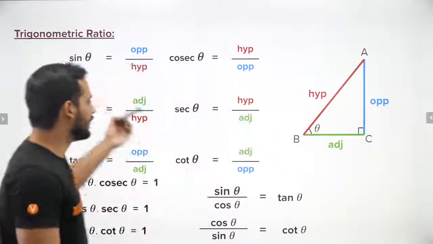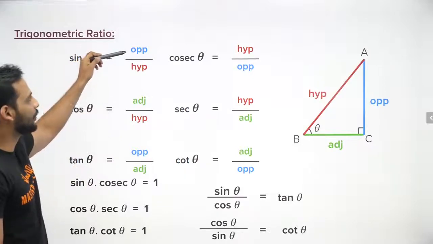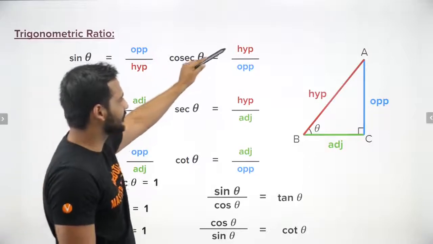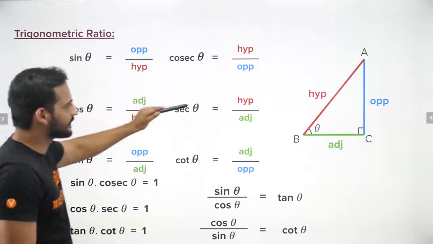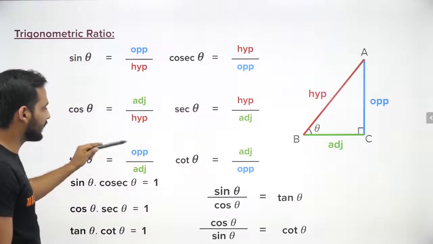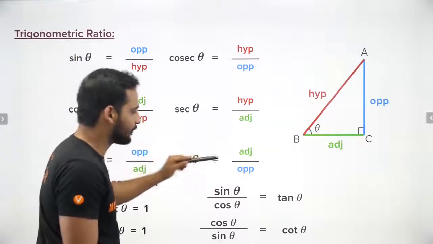First of all, let us understand the meaning of all the ratios. Sin theta is opposite, meaning perpendicular upon hypotenuse. Cosec theta is the reciprocal of it, which is hypotenuse upon perpendicular. Cos theta is base upon hypotenuse. Sec theta is the reciprocal of it, which is hypotenuse upon base. Tan theta is opposite upon adjacent, that means perpendicular upon base. Cot theta is base upon perpendicular.